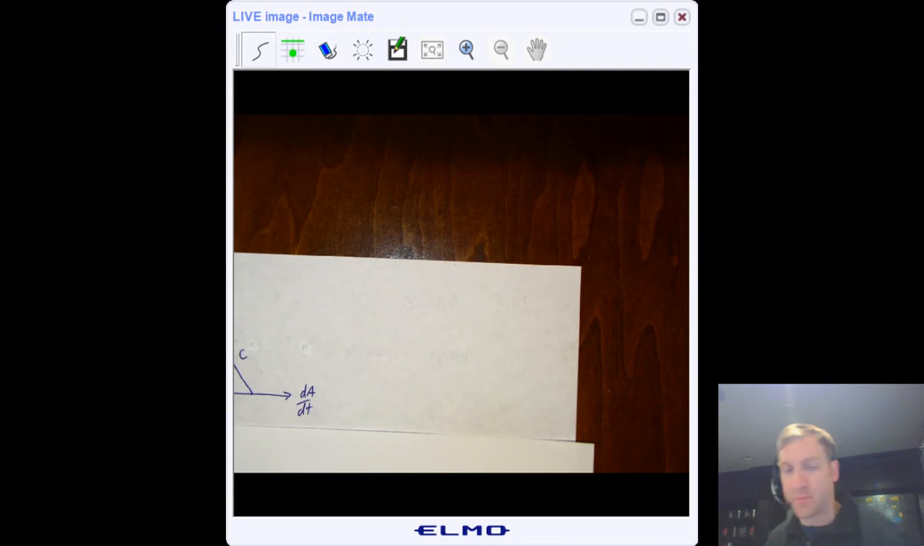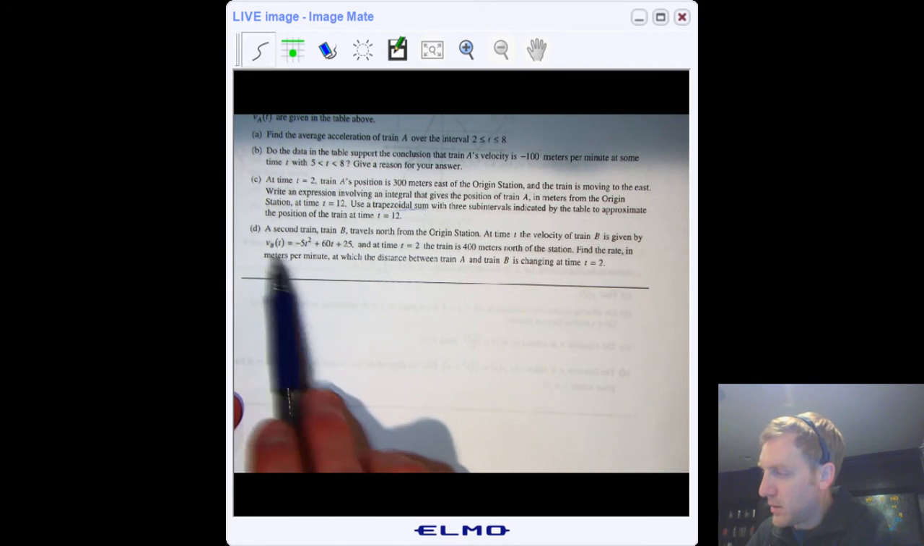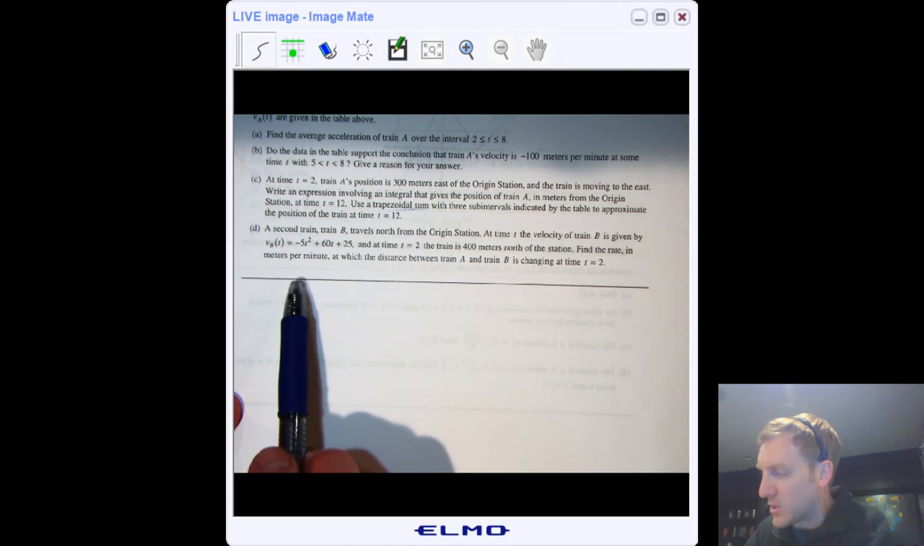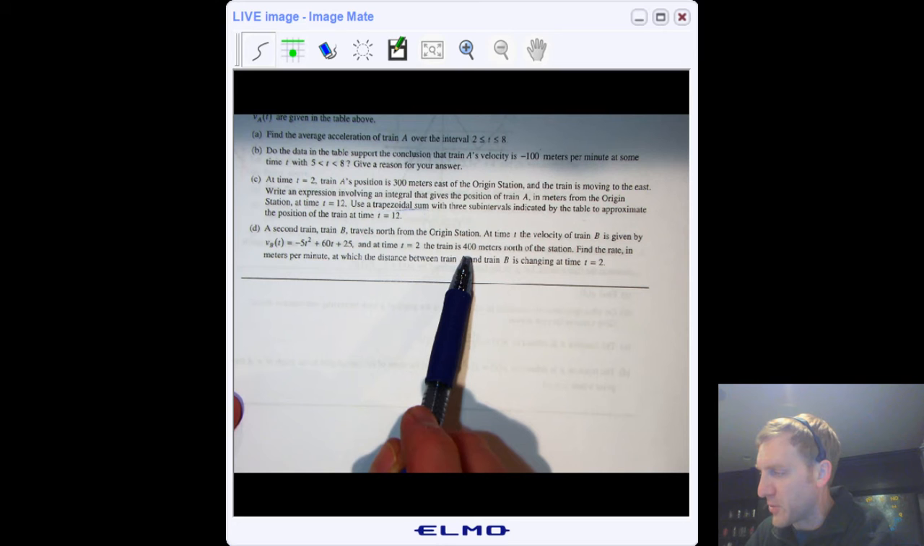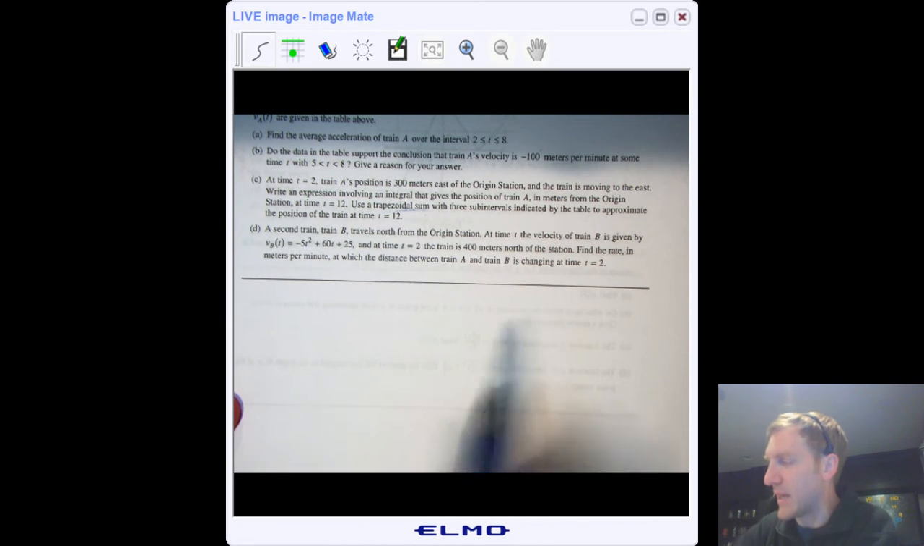All right, and finally D. That's our related rates problem. You've got a second train that's traveling north at this velocity. The VA is east to west, so this V is going north. And at t equals 2, that train is 400 meters north of the station. Find the rate at which the distance between train A and B is changing at t equals 2.